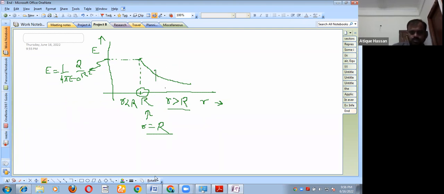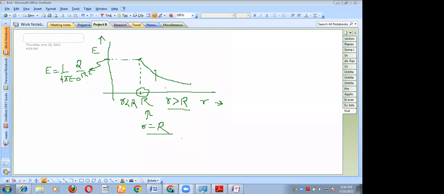Is there any doubt, or have both of you understood this graph? If any doubt, please ask, Shravya and Manu. Any doubt in this graph? Because this graph is important and asked repeatedly in exams.